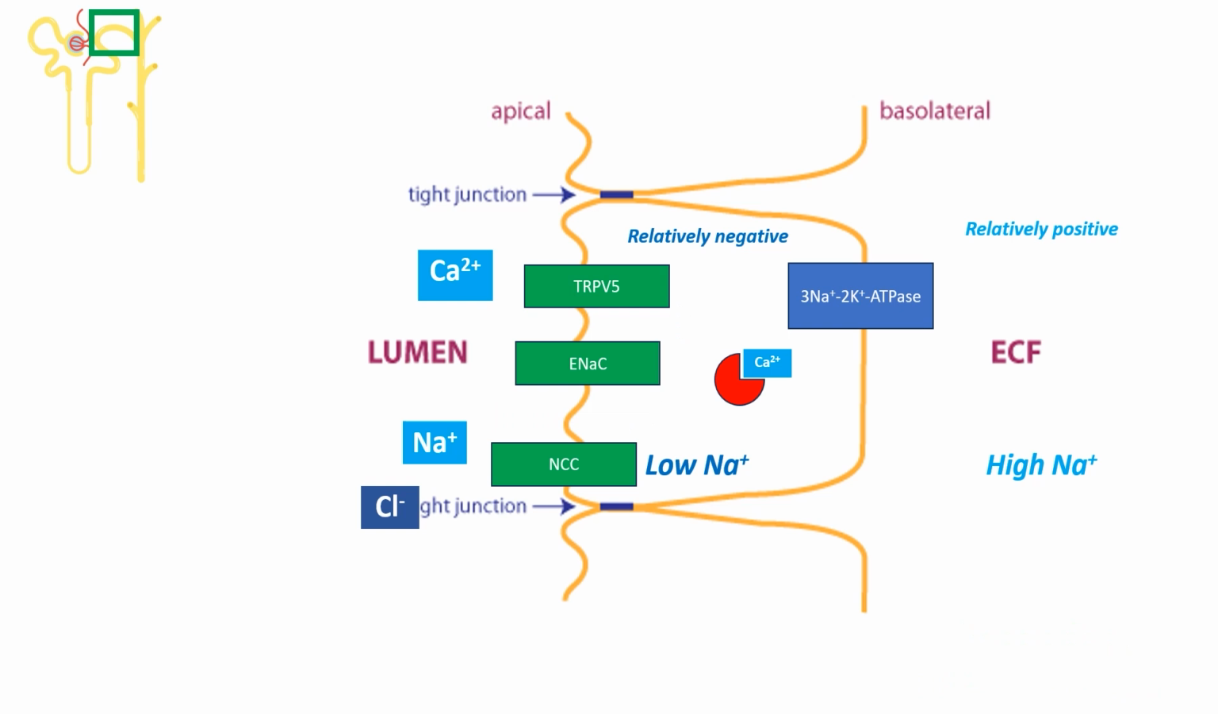Finally, calcium exits the cell into the interstitial fluid by secondary active transport via the basolateral sodium-calcium antiporter, NCX, and by the primary active transport via the calcium ATPase channel, PMCA4.